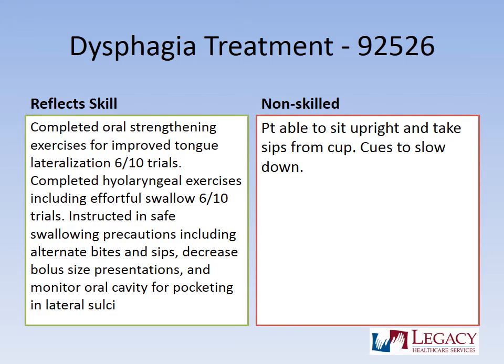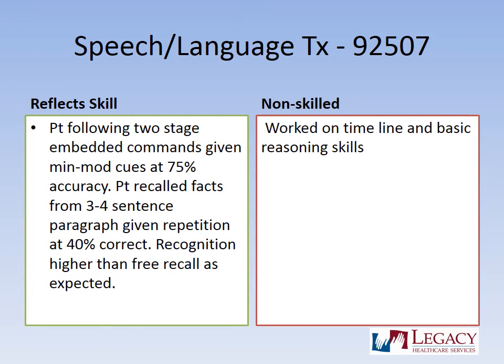The skilled note identifies the reason for the exercise completed, the nature of patient education, and how the patient performed. The non-skilled note provides none of that information. Here, the non-skilled note identifies the activities completed in the treatment session, but it doesn't provide any specific information regarding the tasks, instructions given, or the patient's response to the treatment. All of those aspects are present in the note that reflects skilled treatment.